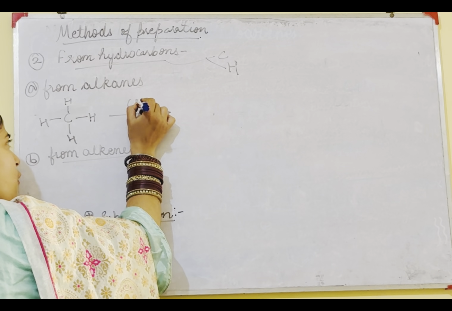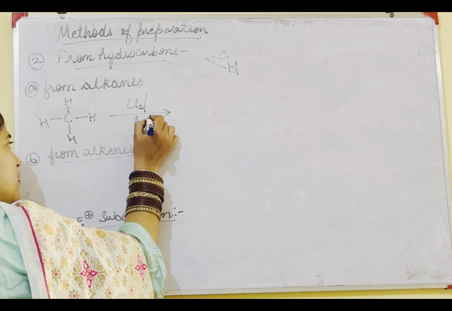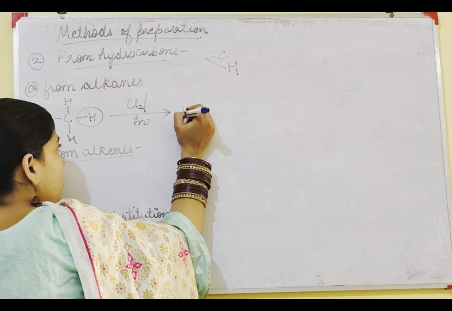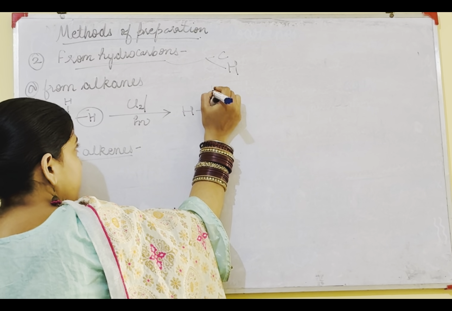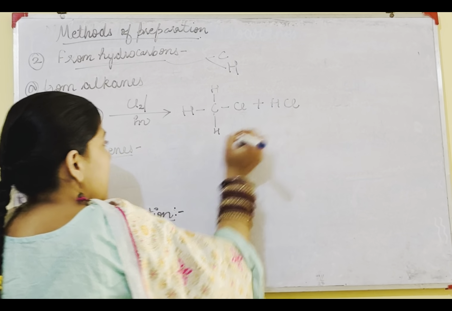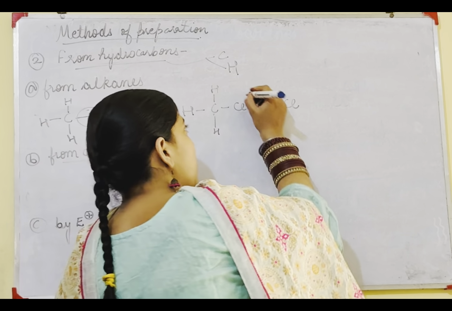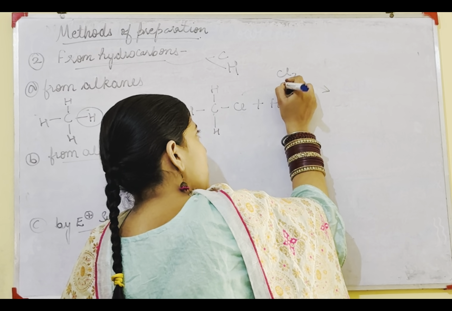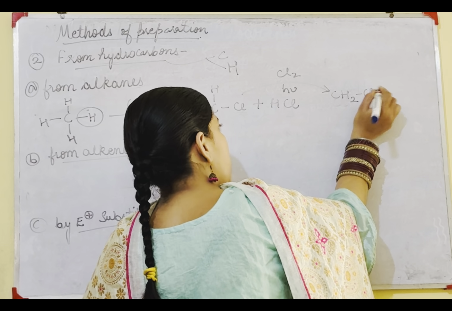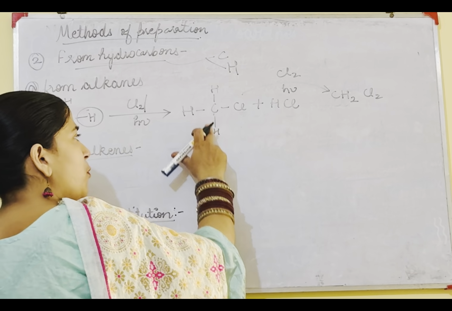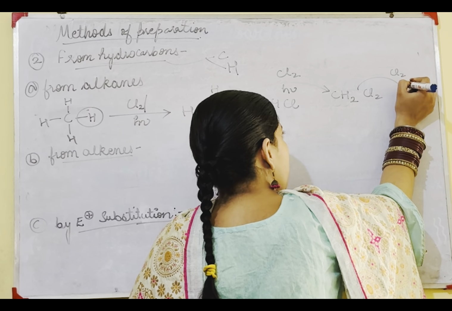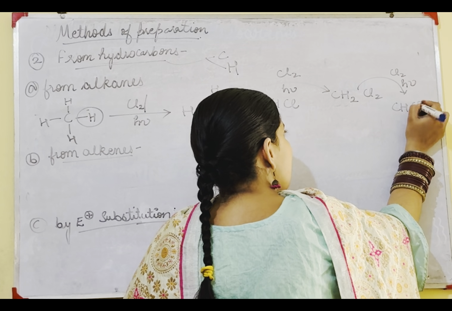In the presence of light, what will happen? This hydrogen is replaced by this chlorine with the removal of HCl. And here along with it HCl is removed. It can be further reacted with Cl2 in the presence of light and it will form CH2Cl2. One more H is replaced. Now if we further react with Cl2 in the presence of light, it will form CHCl3.